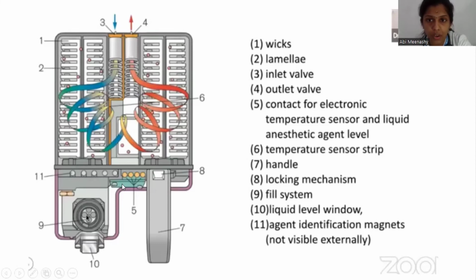Five is the contact for the electronic temperature sensor and liquid anesthetic level. Six is the temperature sensor strip. Seven is the ejection handle. Eight is the locking mechanism. Nine is the filling system. Ten is the liquid level window. Eleven is the agent identification magnet, which is not visible, that will be detected by your anesthesia workstation.